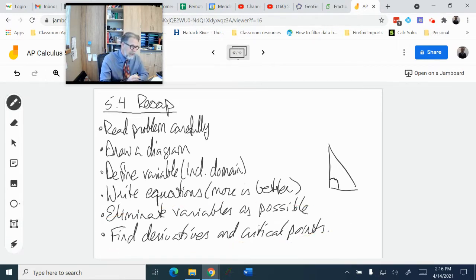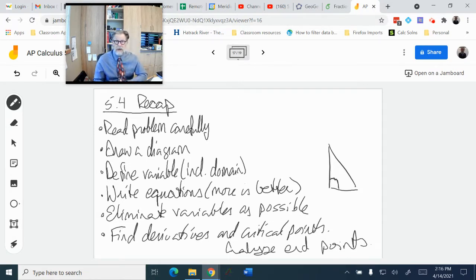Do not forget to analyze endpoints. It is important to make sure that endpoints have been taken into account when you're looking for minima and maxima.